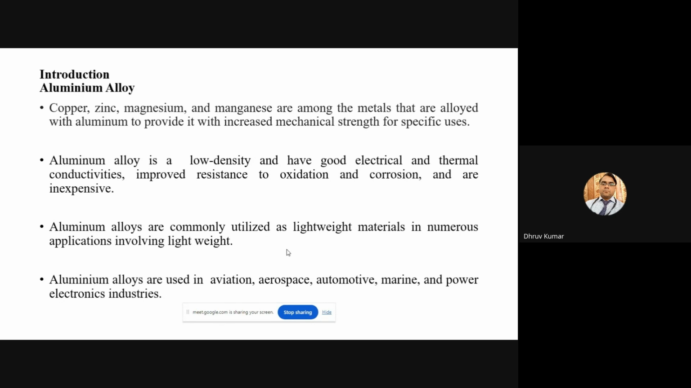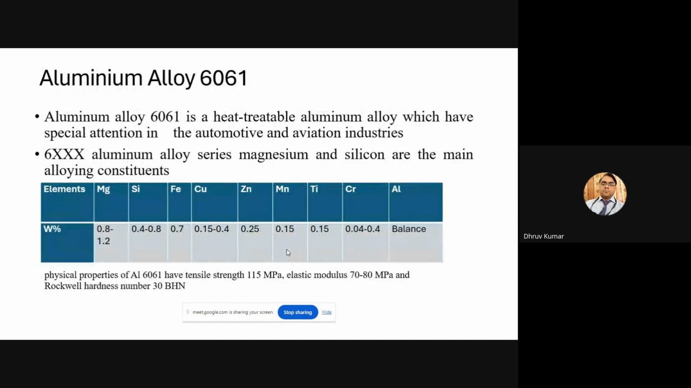So basically, aluminum alloy has low density and good electrical and thermal conductivity, improved resistance to oxidation and corrosion resistance, and basically the main advantage is it is inexpensive. Aluminum alloy is commonly utilized as a lightweight material, and has numerous applications such as aerospace engineering, automobile, and power electronics sector, where a lightweight material is needed.